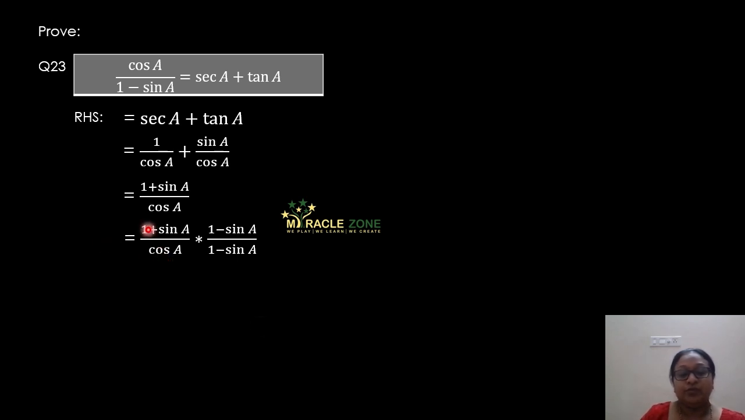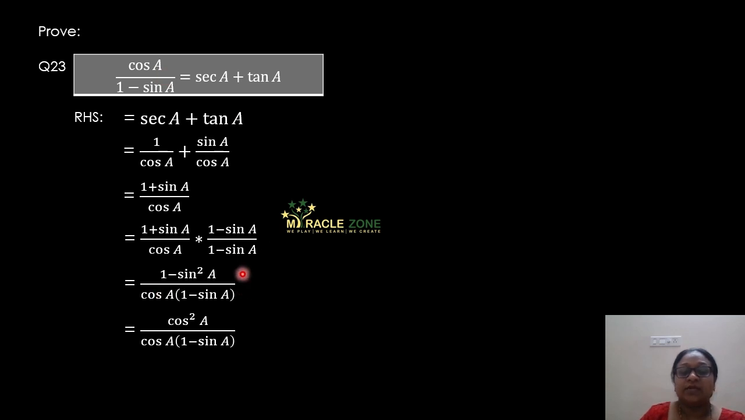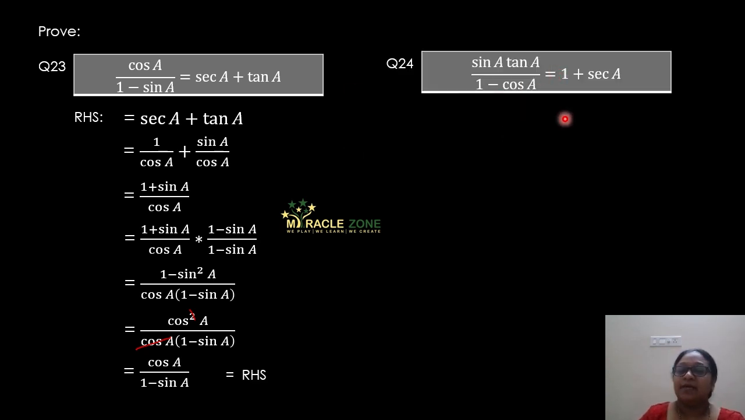So when you see the numerator, it is in the form of a plus b into a minus b. So the same thing you can write as 1 minus sin square a by cos A into 1 minus sin A. The numerator we need in cos, right? So 1 minus sin square a is cos square a. And if you see this cos and this cos, you can cancel. So what is remaining now? It is cos A by 1 minus sin A. So hence prove the RHS. Let's see one more problem. Sin A tan A by 1 minus cos A equals 1 plus secA.